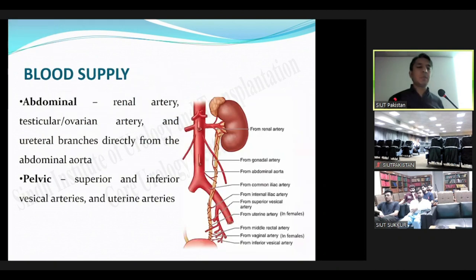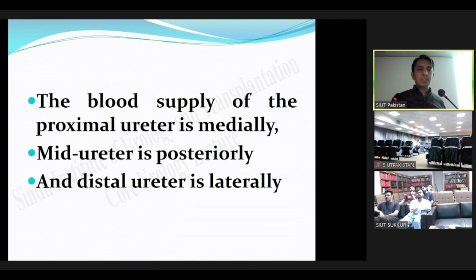The blood supply to the abdominal ureter is mainly from the renal artery and testicular or ovarian artery, and some ureteral branches directly from the abdominal aorta. The arterial supply courses along the ureter longitudinally, creating a plexus of anastomosis. The venous drainage is carried out by the vessels accompanying the arteries mentioned here.